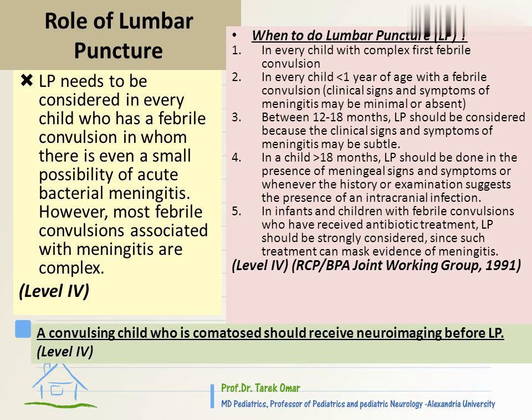LP needs to be considered in every child who has a febrile convulsion in whom there is even a small possibility of acute bacterial meningitis. However, most febrile convulsions associated with meningitis are complex. Level 4. A convulsing child who is comatose should receive neuroimaging before LP.